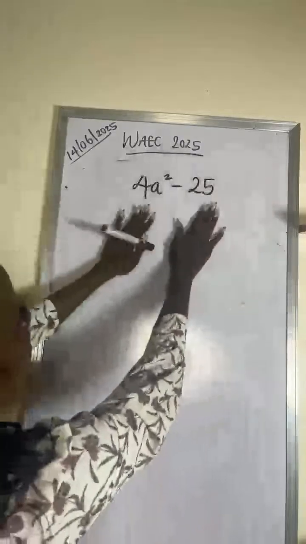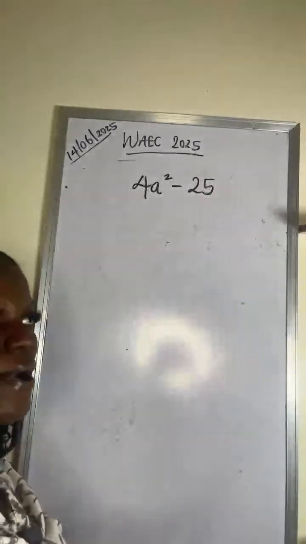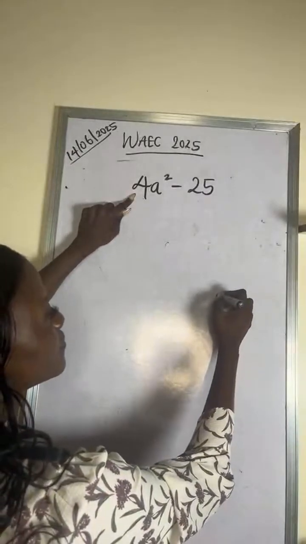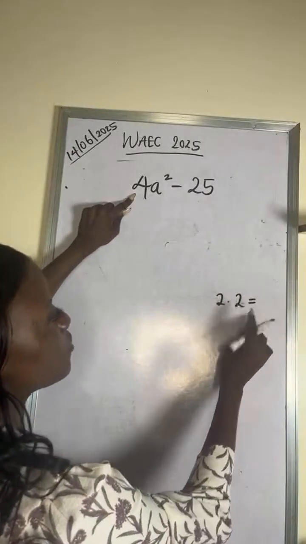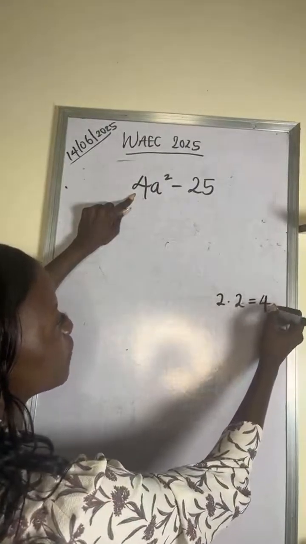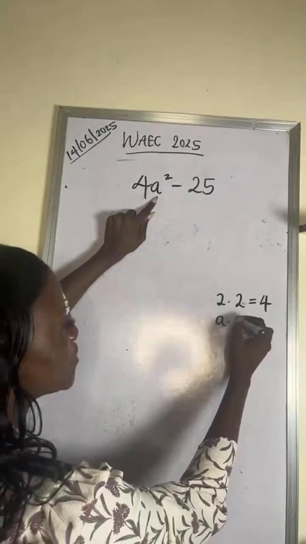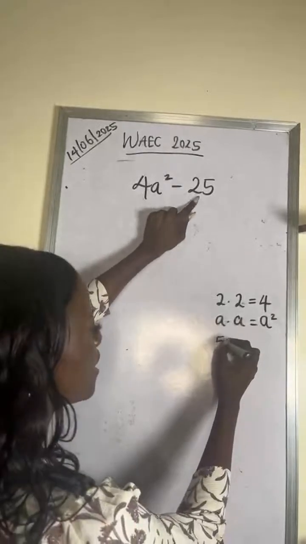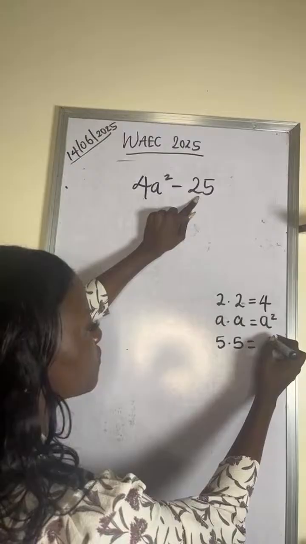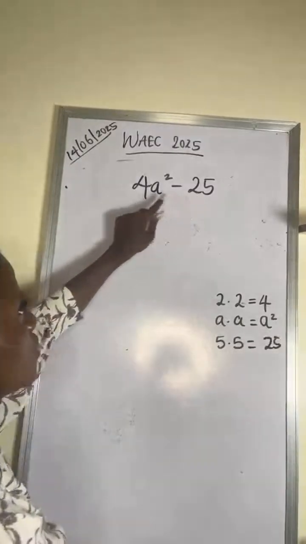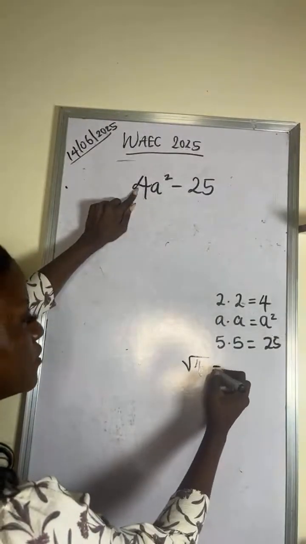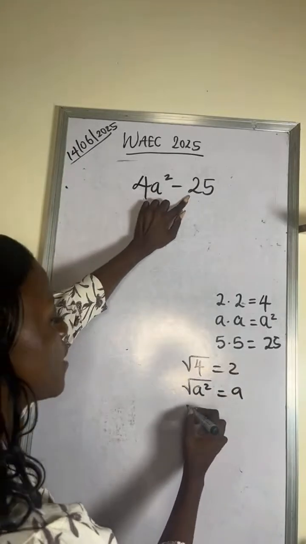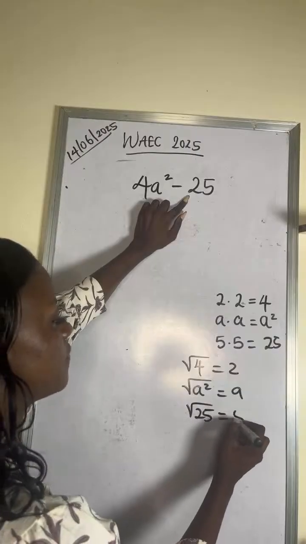Okay. So like we're saying, these are perfect squares. What did we say about perfect squares? What's the square root of 4? When you multiply 2 to itself, you get 4. When you multiply a to itself, you get a squared. When you multiply 5 to itself, you get 25. So the reverse case, the square root of 4 is 2. The square root of a squared is a. The square root of 25 is 5.